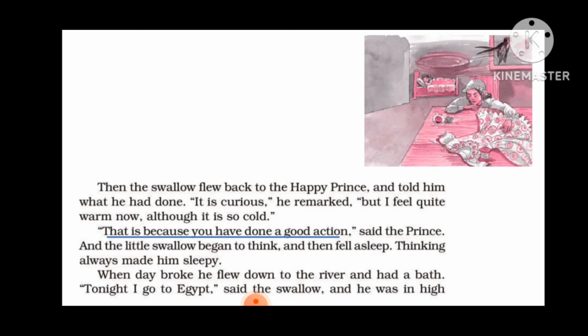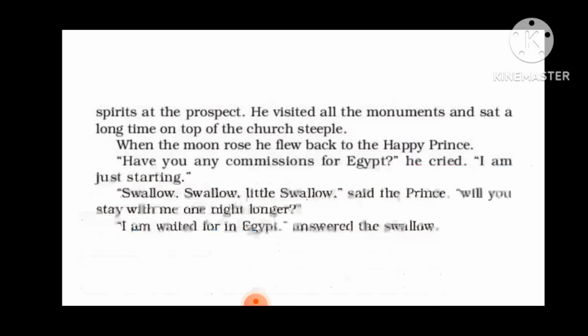Then the day broke and he flew down to the river. He had a bath and then decided that tonight he will go to Egypt. And then he was in high spirits in the prospect, by thinking that he was feeling very happy. He visited the monuments of the city. He took a long time. He sat on the church steeple. Steeple is tower of the church. And when the moon rose, he flew back to the prince to bid him goodbye.